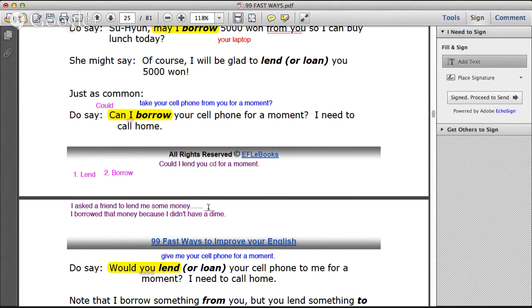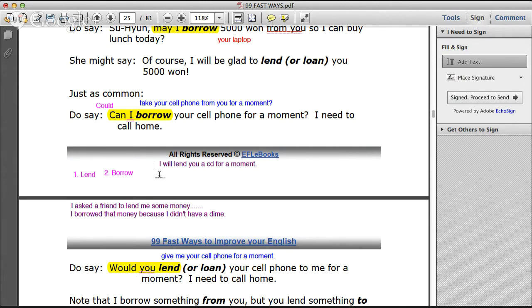Give. So if you are giving, it wouldn't be "could I." You could say "I will lend you a CD for a moment," because "could" would be a question to see if you could borrow something. Now you're giving it to that person. Does that make sense?